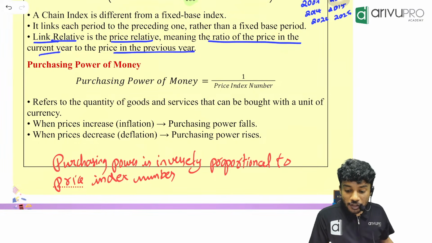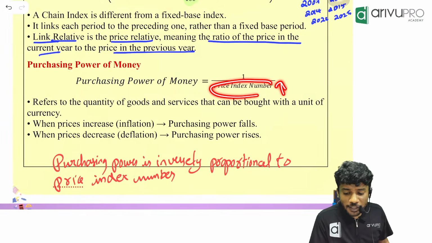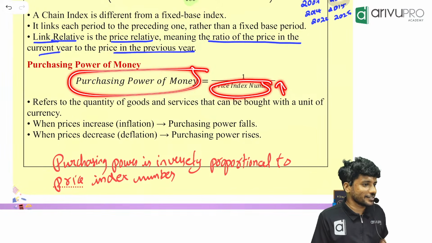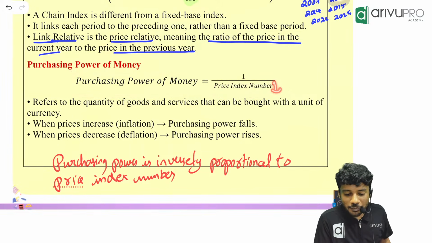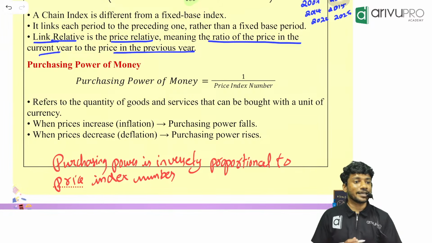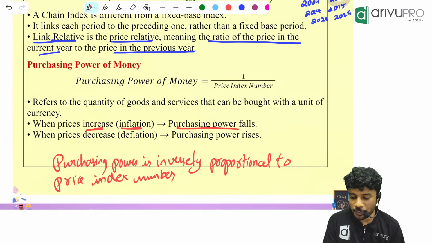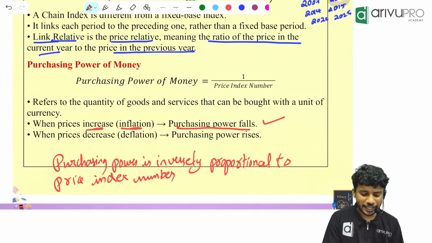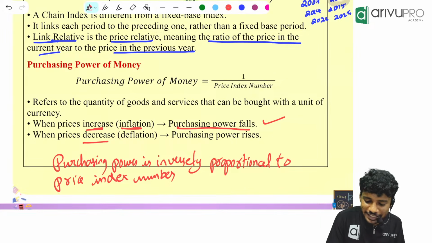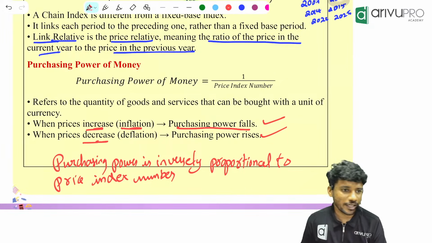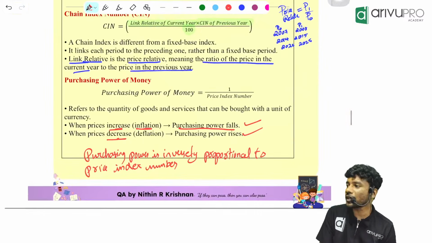Think about it. Now, my CPI is going up. The value of the denominator is going up. Obviously, my purchasing power will decrease. If it is going down, think about it, my purchasing power will increase. So, that is mentioned: when prices increase or inflation increases, purchasing power falls. We have studied in economics, right? When prices decrease, purchasing power rises. That is the meaning. Okay. With that, I have a question for you.